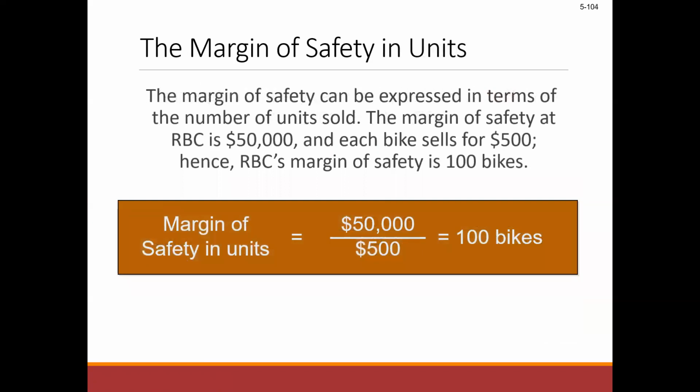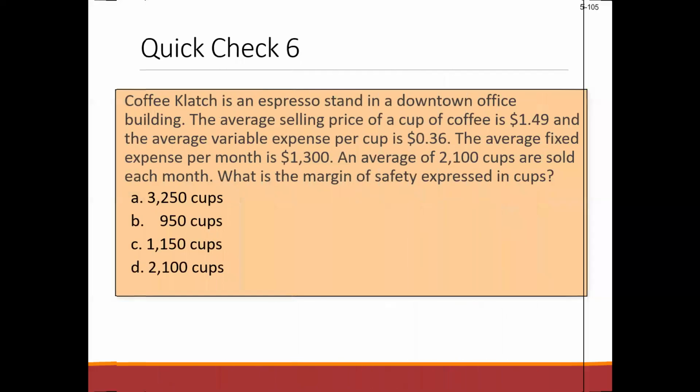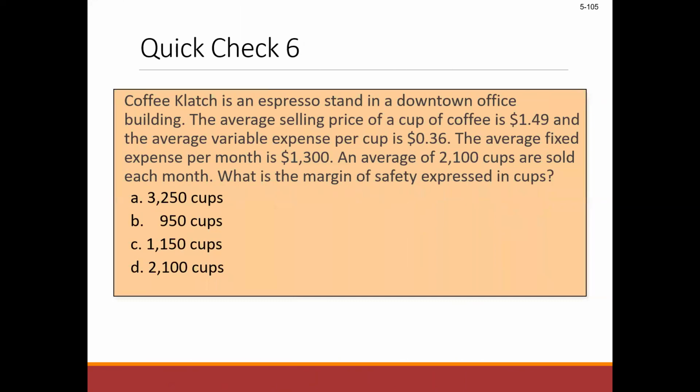Or we can show it in terms of the 50,000 margin of safety divided by the cost per bike to come up with 100 bikes would be the margin of safety. So what's the margin of safety here? Give you a minute to look.